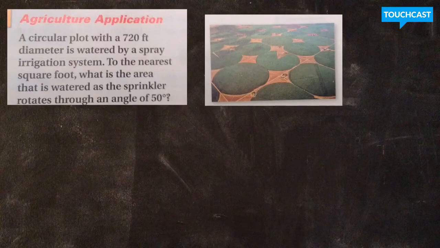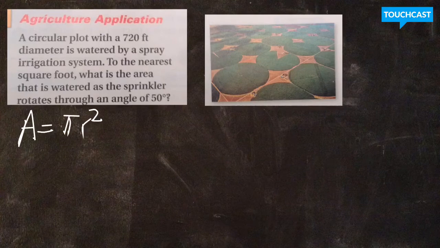So we have an agriculture application. We have a circular plot with 720 feet diameter, watered by a spray irrigation system. To the nearest square foot, we need to find the area that is watered as the sprinkler rotates through an angle of 50 degrees. So we need to first understand that we need to use our area formula. A equals pi r squared times the angle we're given divided by 360 degrees.